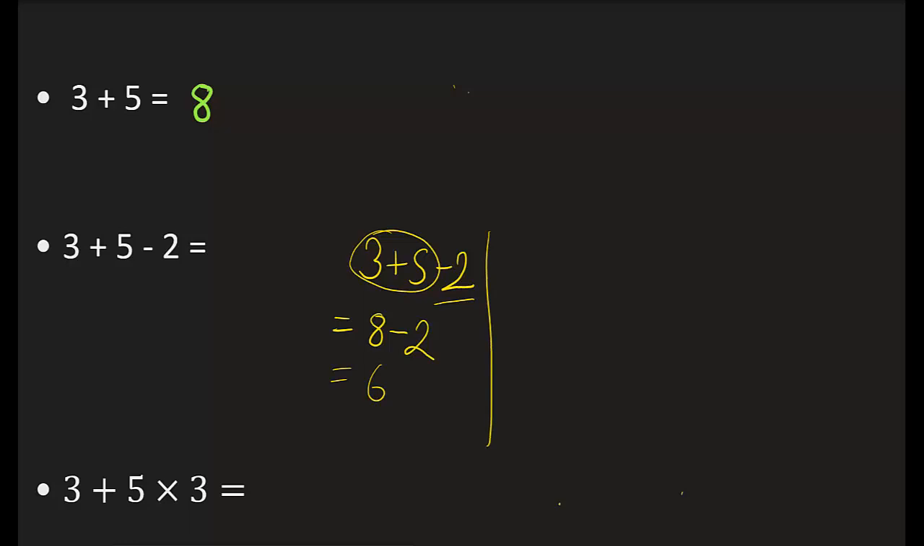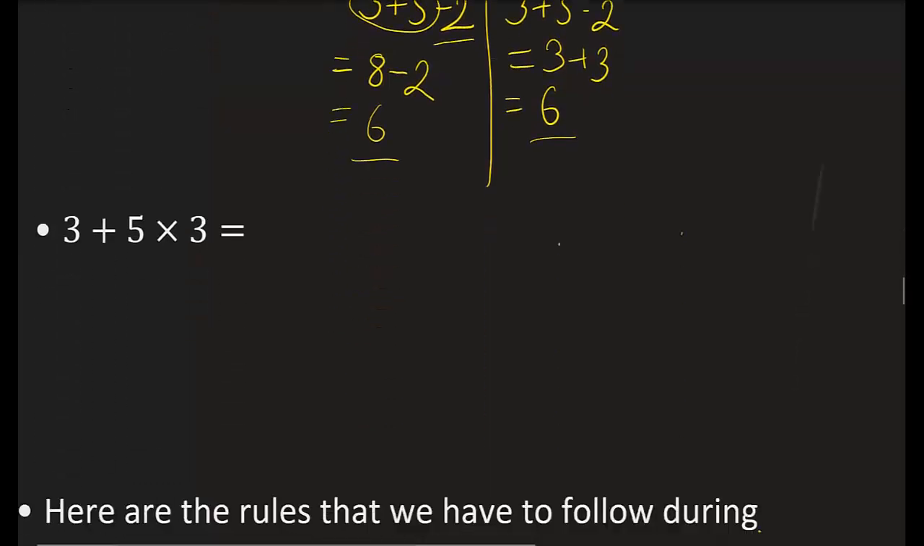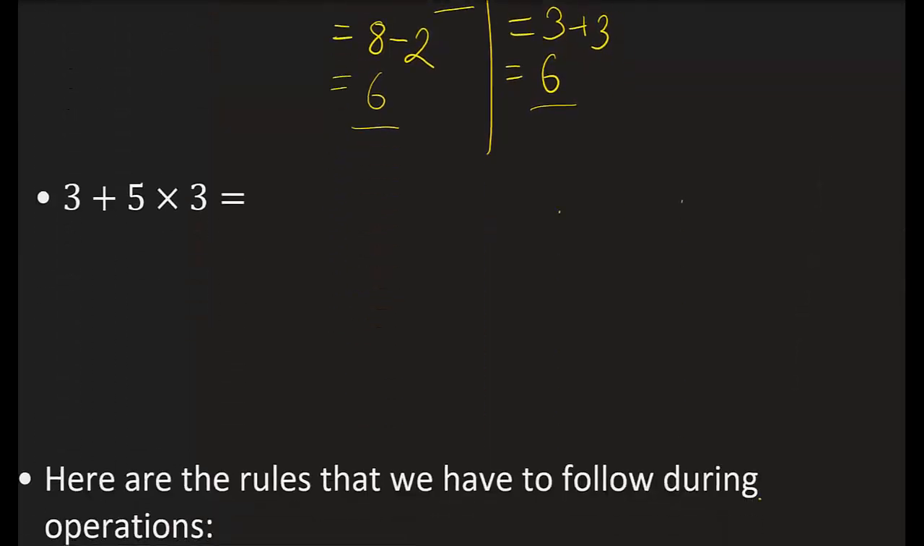In the other way, we can also just do 3 plus 5 minus 2. Now it will be 5 minus 2. So that means 5 minus 2 is equal to 3. Now we will add this 3. 3 plus 3 is equal to 6. Now in both ways we get the same answer. That's good.